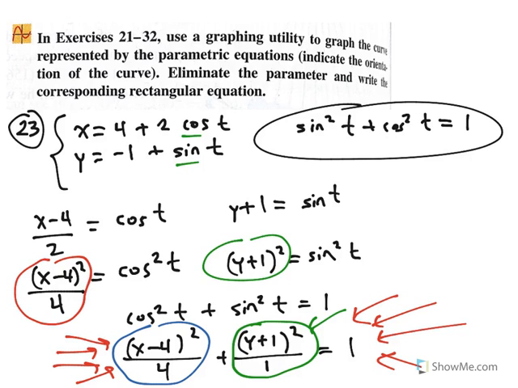I will also show how to do this using Desmos, using a graphing utility to graph this curve, but we're expecting an ellipse and indicating the orientation. We'll see that when we do this using Desmos.